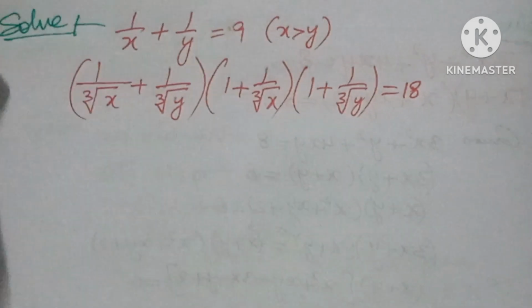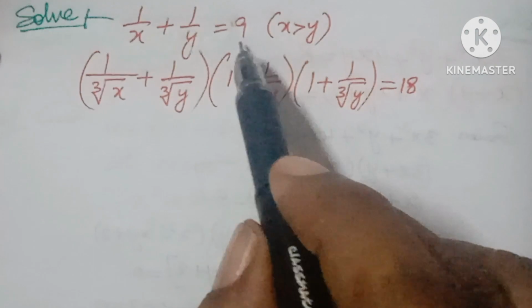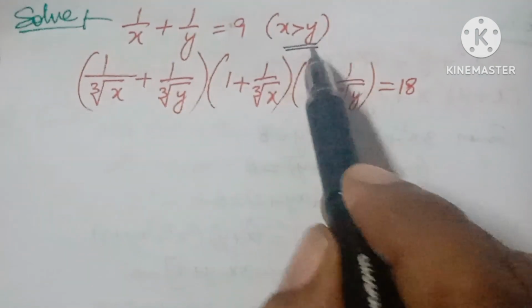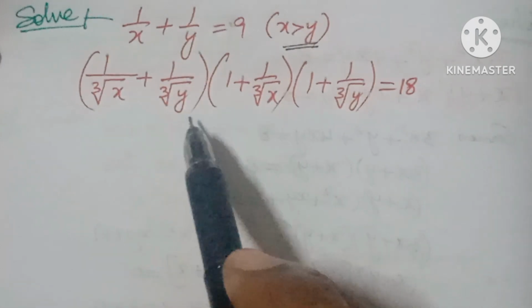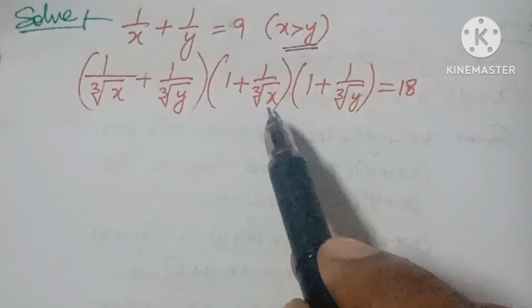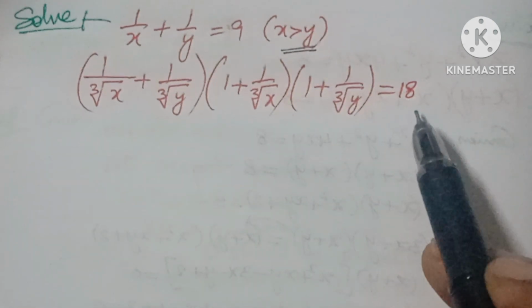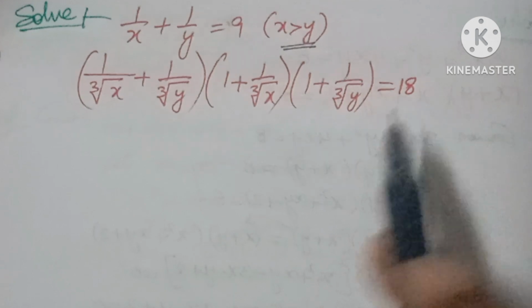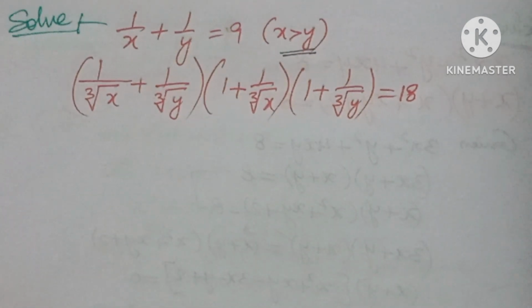Today, this is our challenging question. Solve 1/x + 1/y = 9 and x is greater than y, and (1/∛x + 1/∛y)(1 + 1/∛x)(1 + 1/∛y) = 80. As you are going to solve this problem, pause the video for 10 seconds and try it.